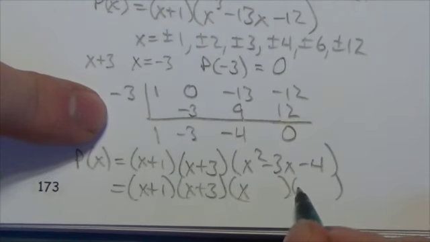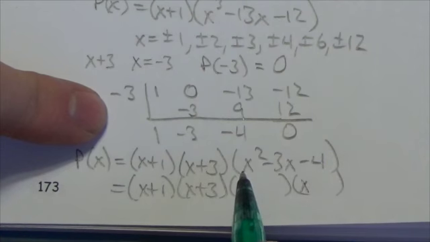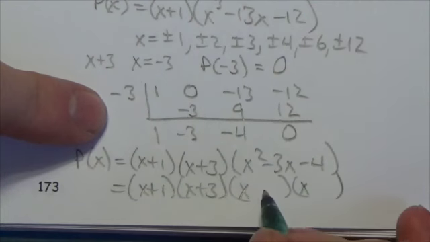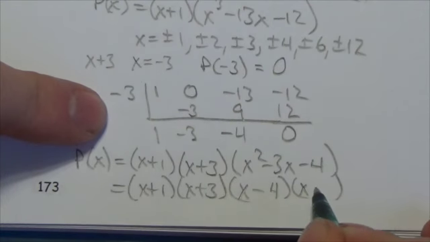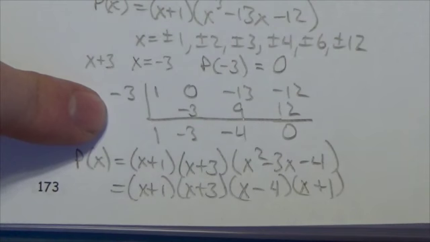What have I got here? That's got to be x, that's got to be x. I want this product here to be negative 4, and I want this to be negative 3. So I'm guessing that one of these has got to be negative 4, and one of these has got to be x plus 1. Let me just double check that. Yeah, and that's where I'm going to get that negative 3 from if I multiply that out here.